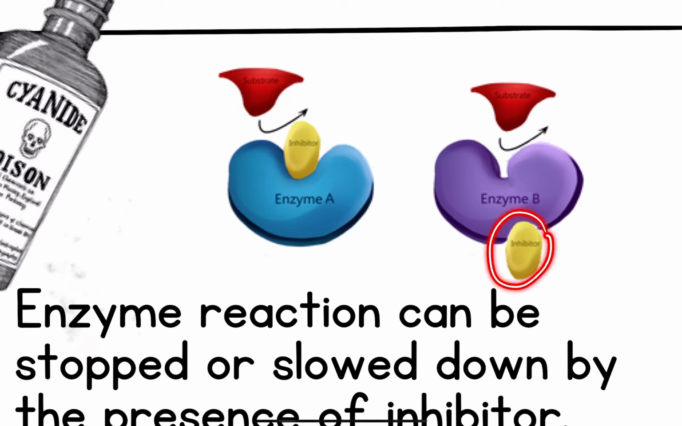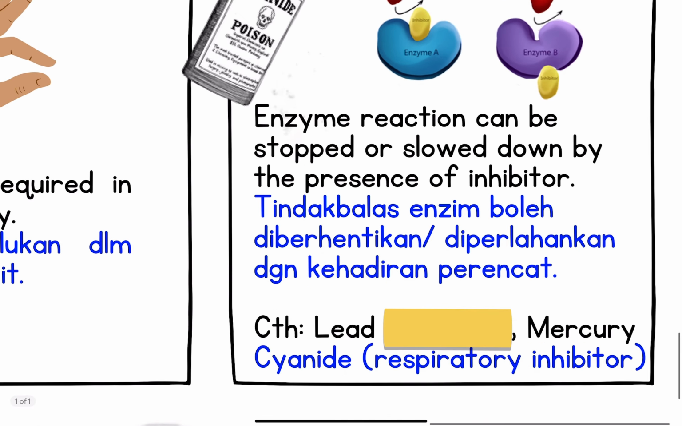Second, this inhibitor, dia bind to the other parts of the enzyme than the active site. So bila dia bind dekat other parts, it can actually change the structure of the active site. So bila the structure of active site change, it's no longer specific and complementary to the substrate. Jadi substrate cannot bind juga, so enzyme stops working. So that's inhibitor. So dia akan stop or slow down the reaction.